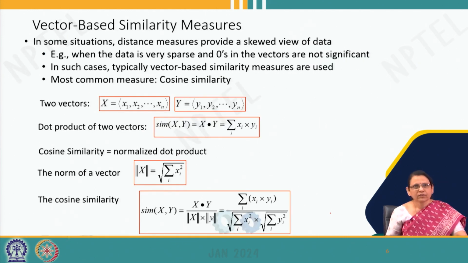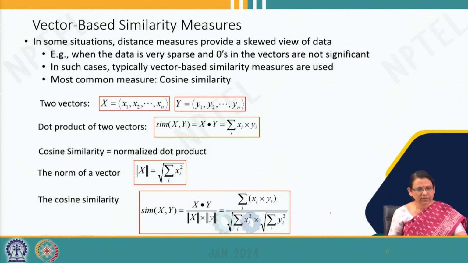So, there are many vector based similarity measures. In some situations, the distance measures provide a skewed view of the data. Skewed view in the sense that the data may be very sparse, and sometimes the zeros that are part of the data are actually not significant, meaning zeros are not meaningful. In case of asymmetric binary variables, this is the case. Now, in such cases, vector based similarity measures are found to be very useful.